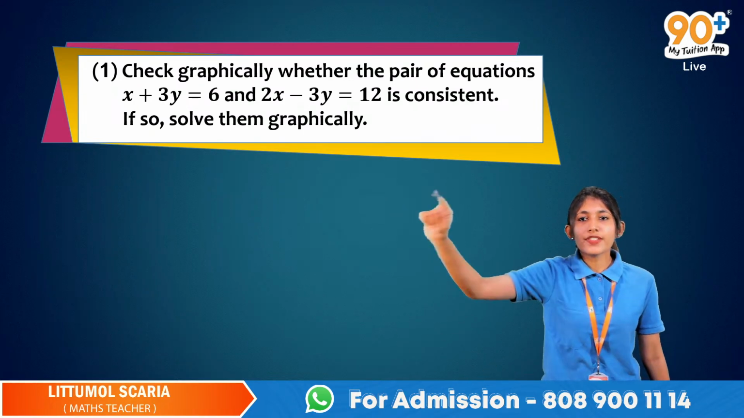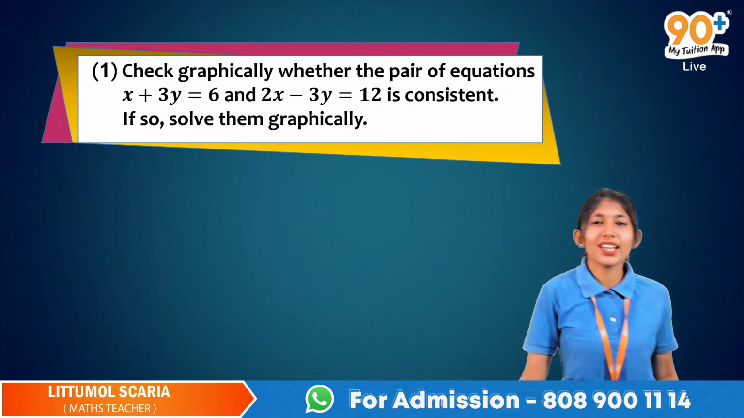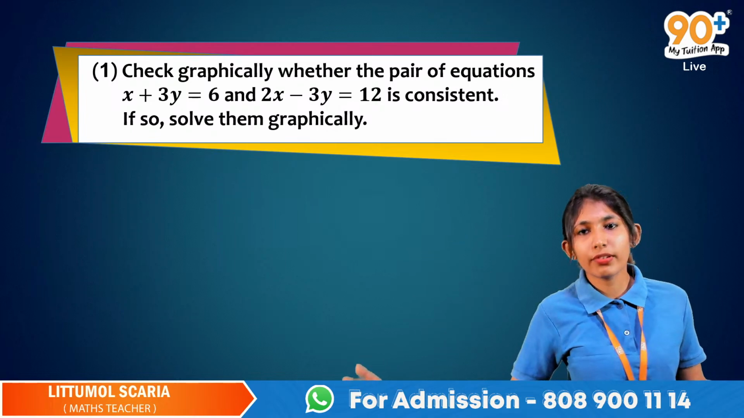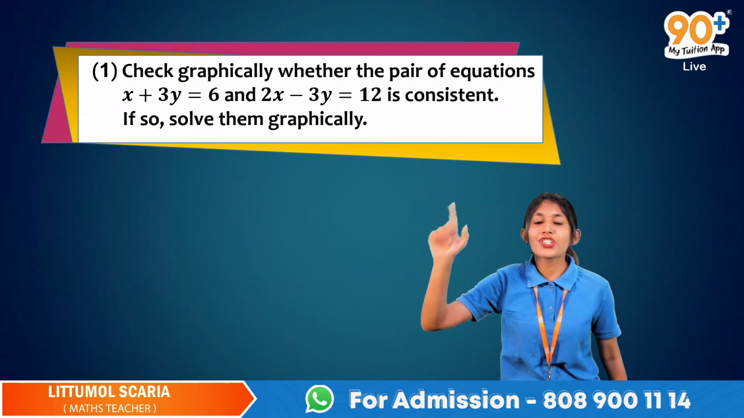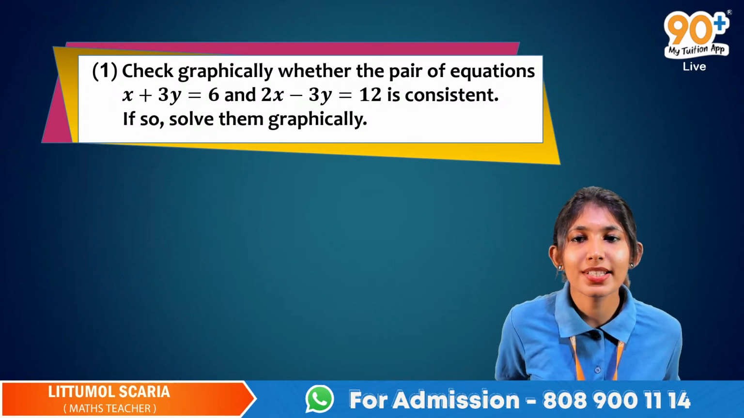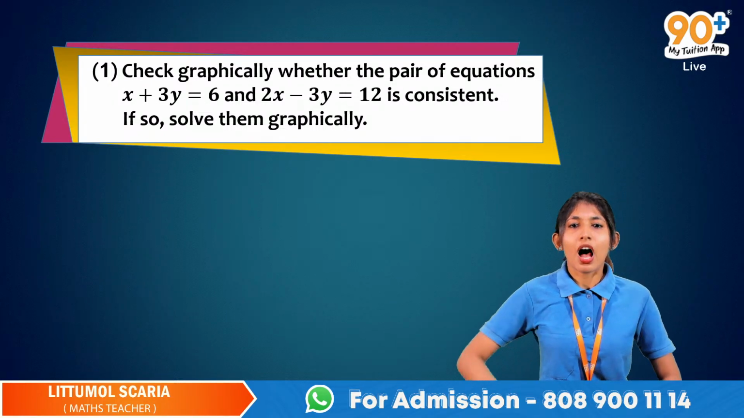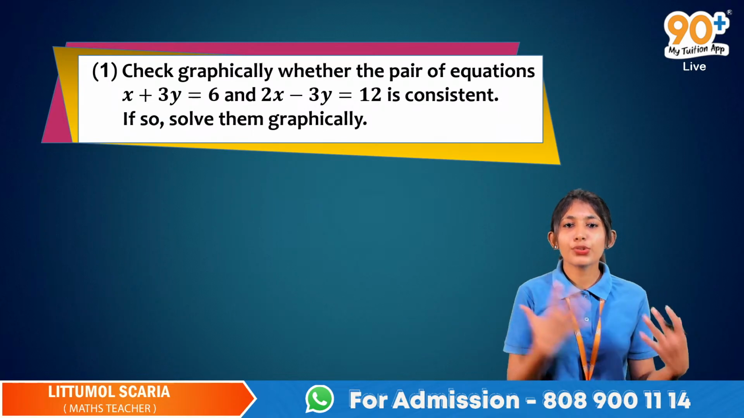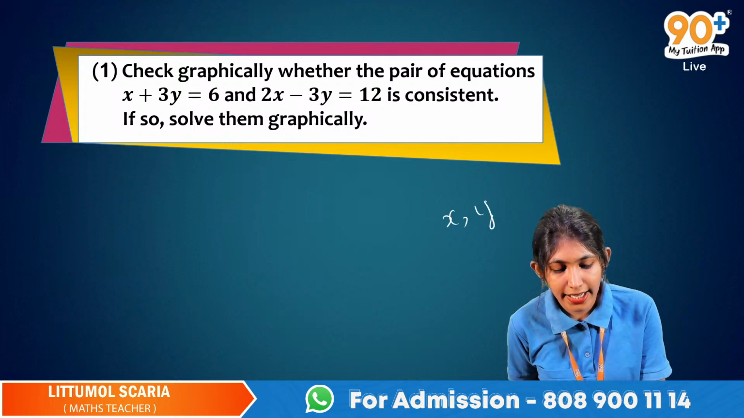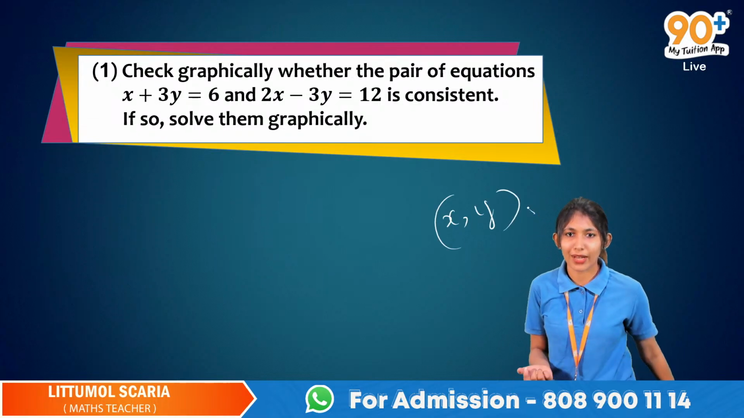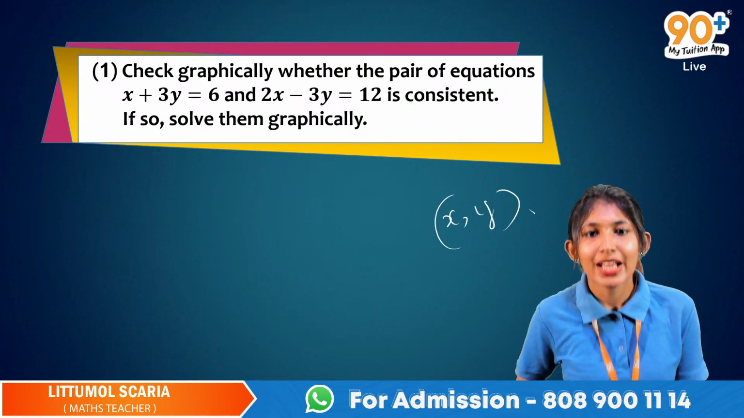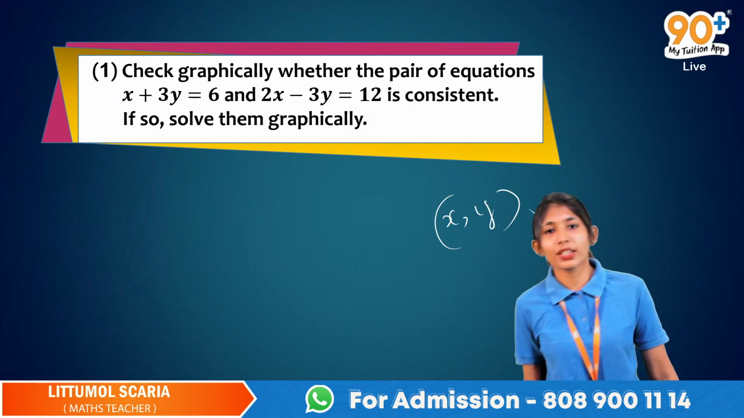Okay, so if so, solve them graphically. So we have to check graphically whether they are consistent or not, and we have to find the value. So how will we find? So first of all, we have to draw the graph of these two equations. X plus 3y is equal to 6 and 2x minus 3y is equal to 12. How will you draw the graph? You have seen, for drawing a graph, we need an x coordinate and a y coordinate, right? ഒരു point plot ചെയ്യണമെങ്കിൽ we need an x coordinate and a y coordinate. So how will you get the x coordinate? How will you get the y coordinate?